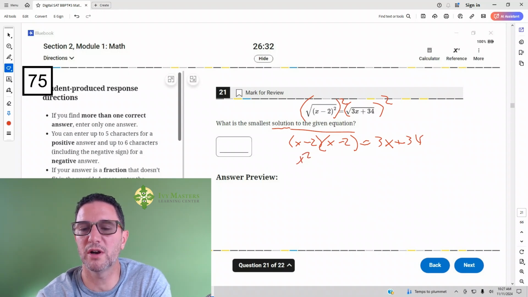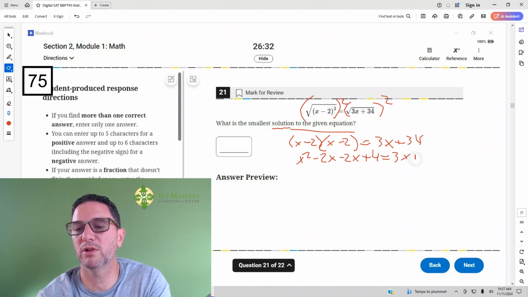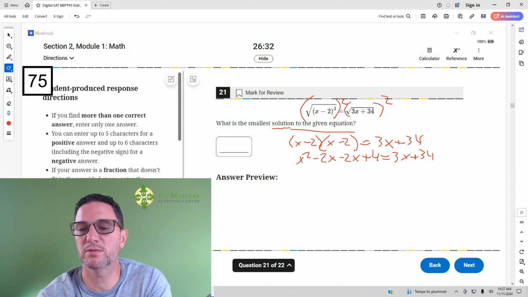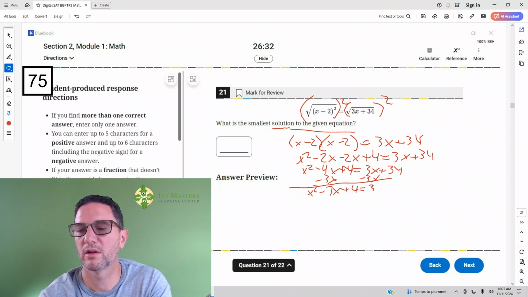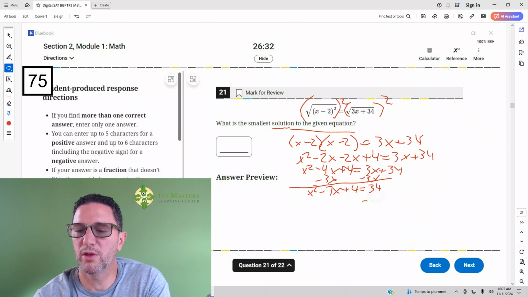Foiling, you get x squared. I'm going to write it out for you so that you can follow along real well. And we've got 3x plus 34. We're going to combine like terms in the middle over here. That's plus 4. We're going to move the 3x. Now we're going to move the 34. That's a 3.